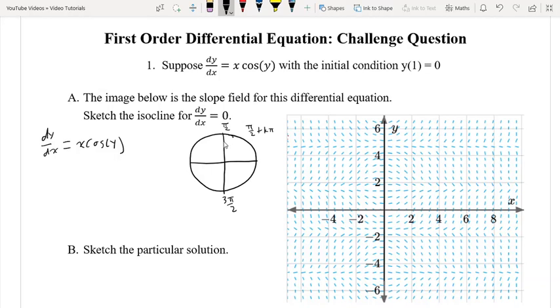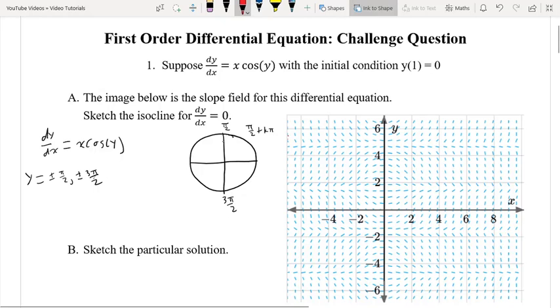Now if we look at the range of our slope field here, it looks like it's going between about 2 pi and negative 2 pi. So we're going to be interested in the solutions pi over 2 and 3 pi over 2, as well as the negative versions of those. So this is going to occur whenever y equals plus or minus pi over 2 and plus or minus 3 pi over 2. That's going to be when dy by dx equals 0.